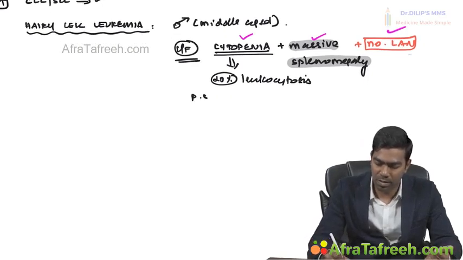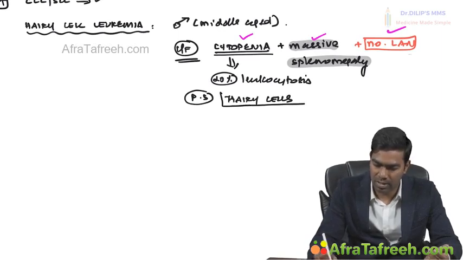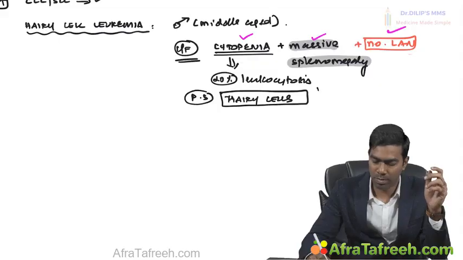And in the peripheral smear, you can see typical and characteristic hairy cells. These are cells that are going to have irregular cytoplasmic projections, which I'll show you in some time. Once I finish this off, then I'll be showing the images as a whole.